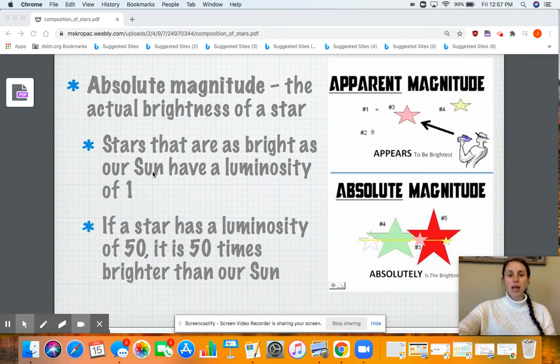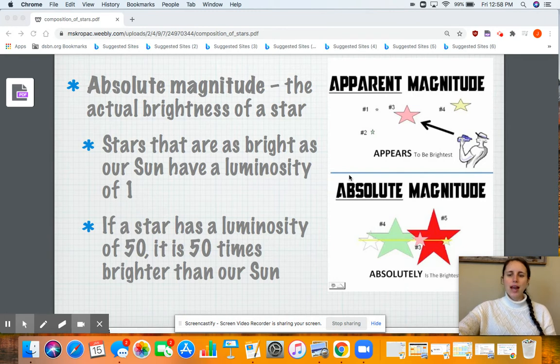Stars that are as bright as the sun have a luminosity of 1. If the star has a luminosity of 50, it's 50 times brighter than the sun. So we kind of use our sun to compare. We rated a 1. Anything that's a 2 is twice as bright as the sun. 3 would be 3 times as bright as the sun.